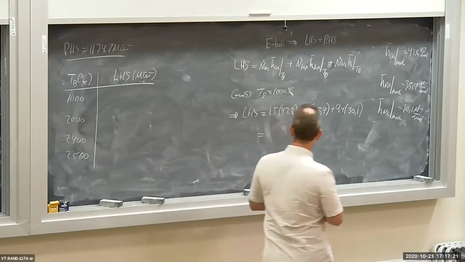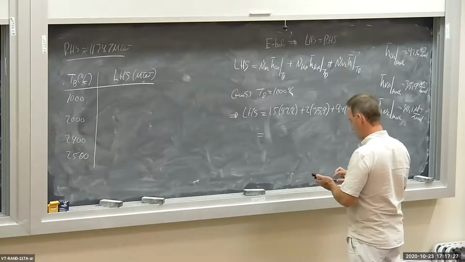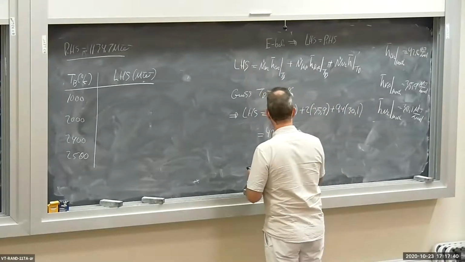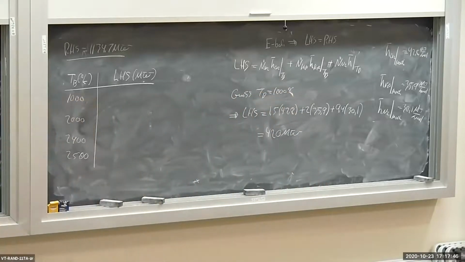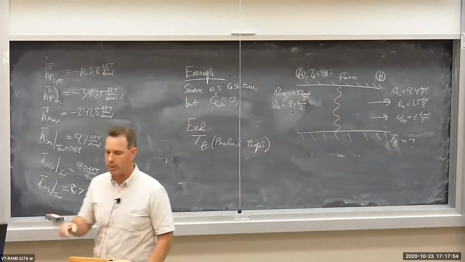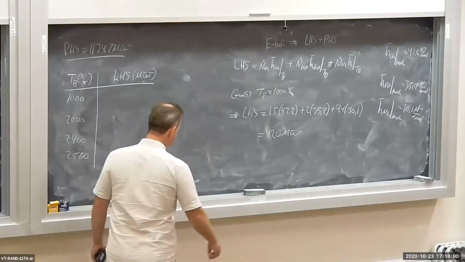1.5 times 42.8 plus 2 times 35.9 plus 9.5 times 30.1, and I get 420 megawatts. So if I assume an outlet temperature of 1,000 degrees, it's not the right temperature, but then the left-hand side terms sum up to 420 megawatts.